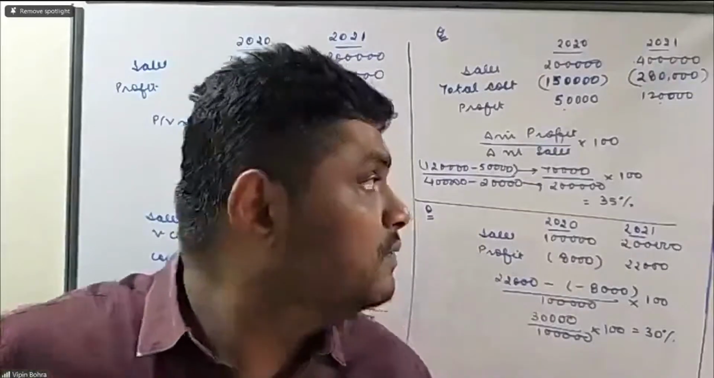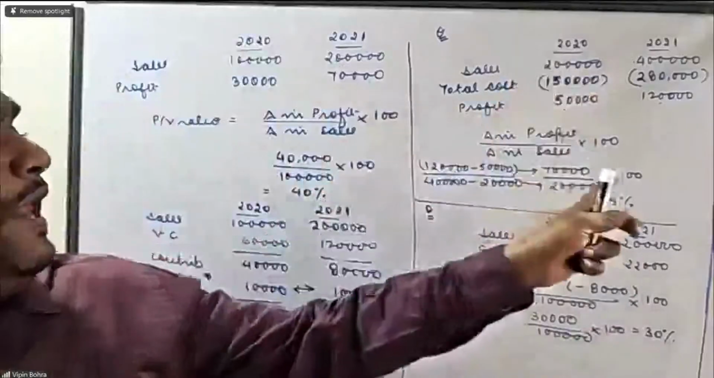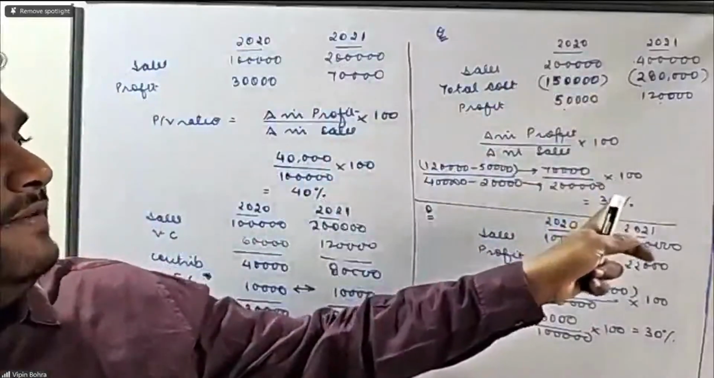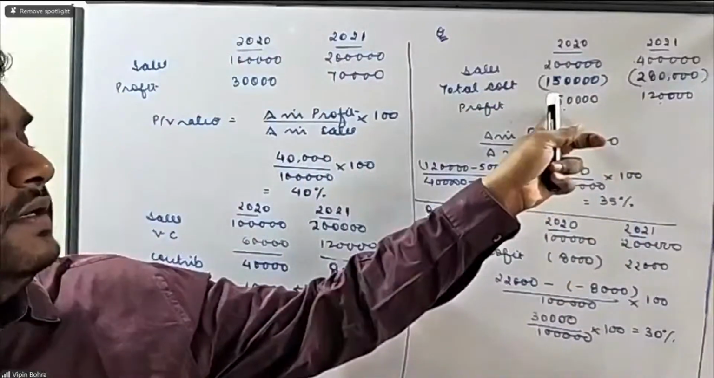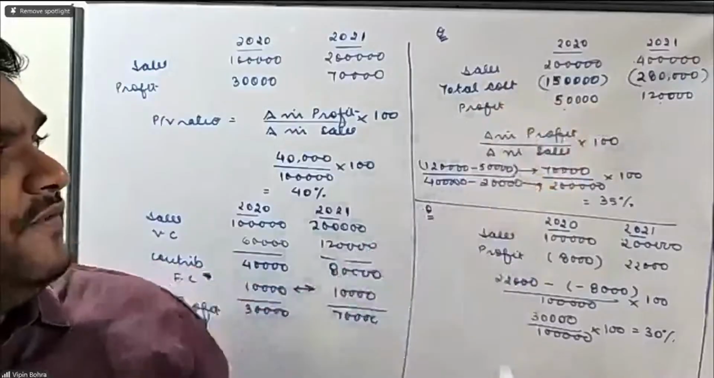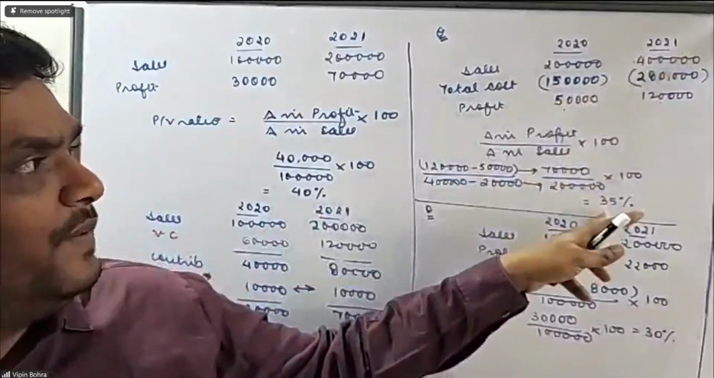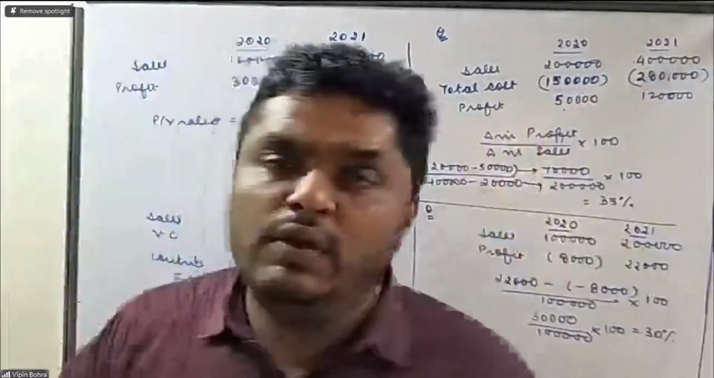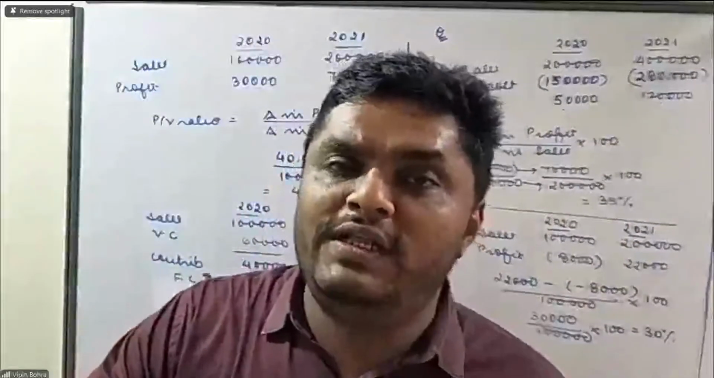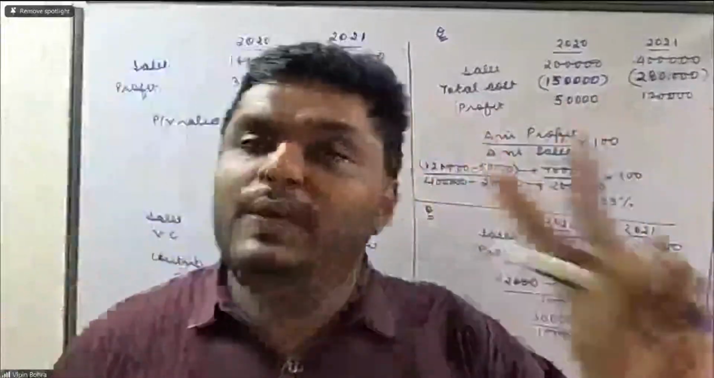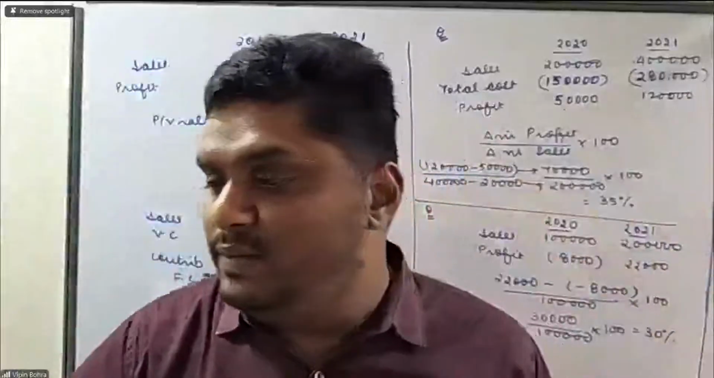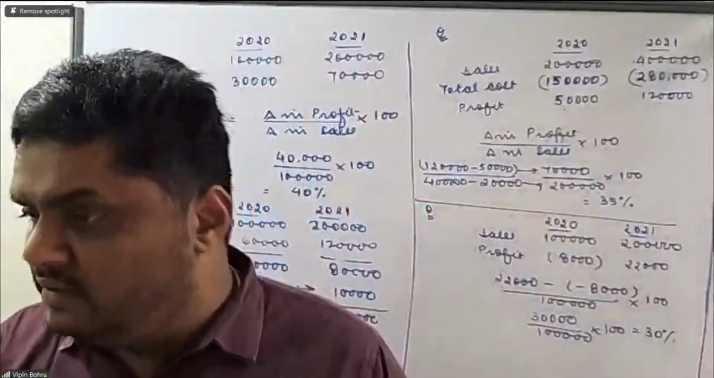Just check out: 2 lakh into 35%, 70,000 minus 50,000. So 20,000 is the fixed cost in 2020. Similarly, 4 lakh into 35%, it is 1 lakh 40,000 minus 1 lakh 20,000, so 20,000 will be the fixed cost. That is the same in both the years. Please check, Neeraj.